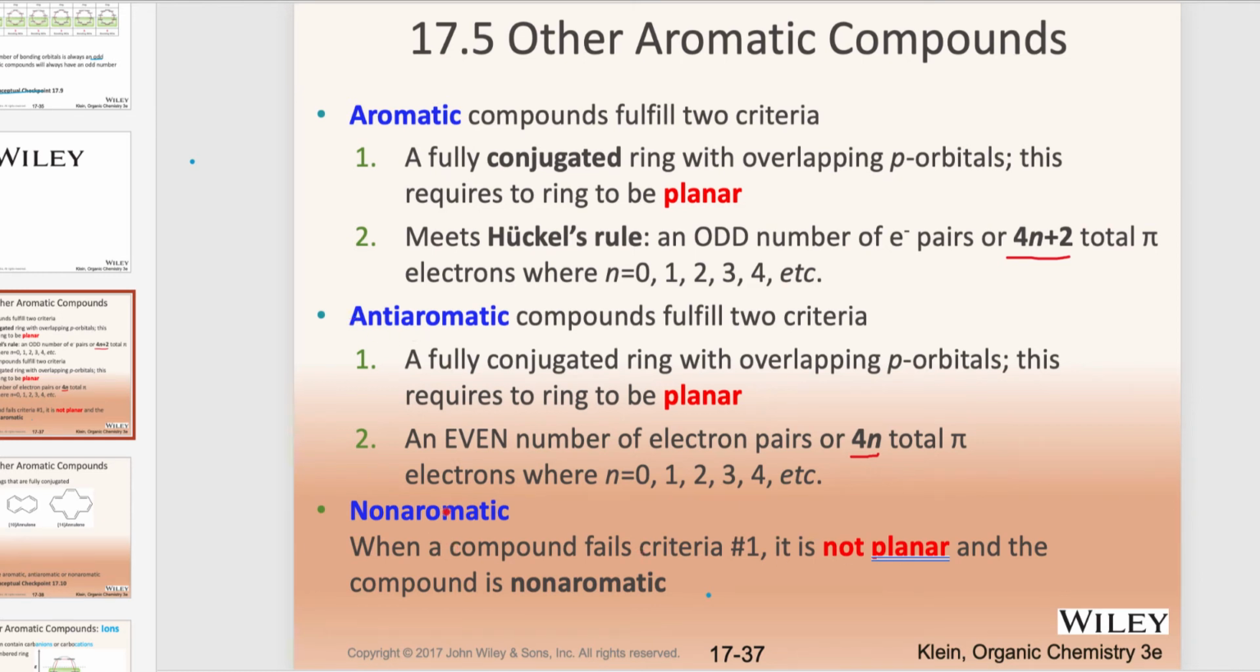And then there's the last but not least important definition here, when a compound is non-aromatic. No aromaticity. When the first criteria is failed, which means it is not planar, the compound is non-aromatic. In fact, molecules that could be anti-aromatic will often go out of alignment so that the p orbitals don't overlap, to then become non-aromatic, which is a more stable situation for a molecule than being anti-aromatic.